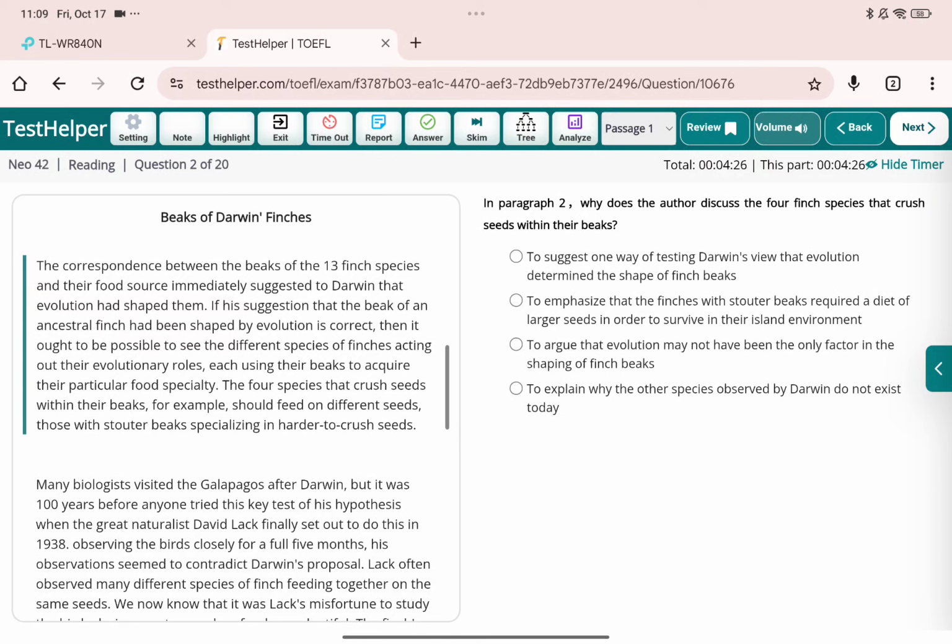Today we are going to answer one of the TOEFL questions in the reading section. So pause the video, read the question, then go through the paragraph, then I will explain which option is the correct answer. Go ahead.